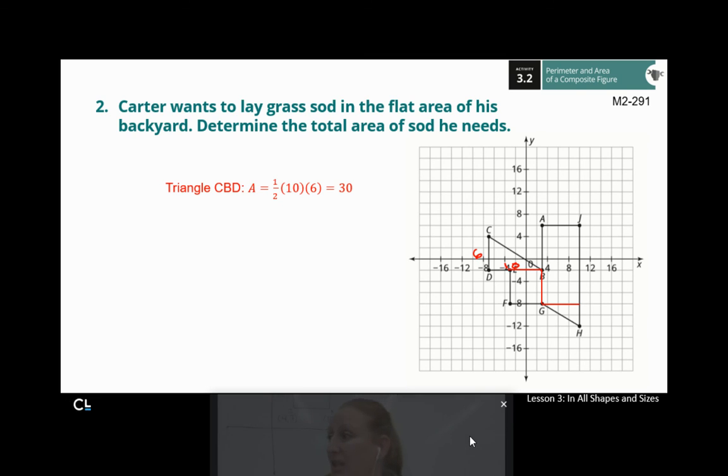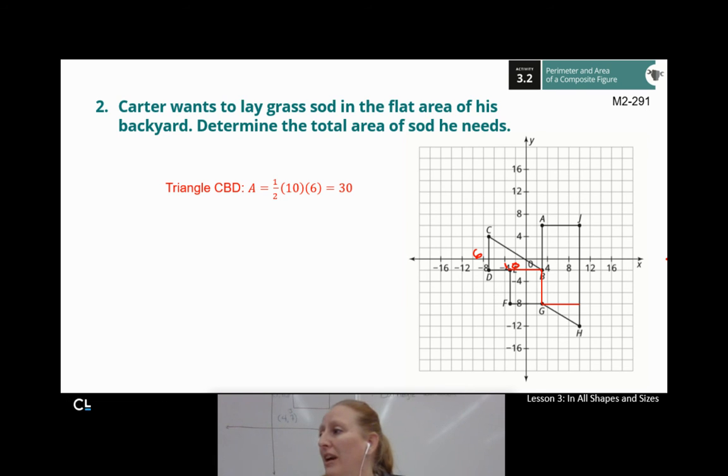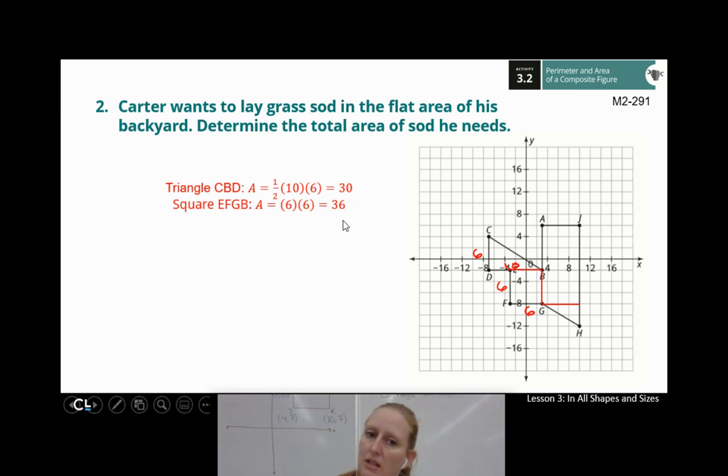This actually is a square. If you recall, we found out earlier when we were doing perimeter that that side was 6 and that side was 6. So awesome. The area of this lovely little square is going to be 6 times 6, which is 36.